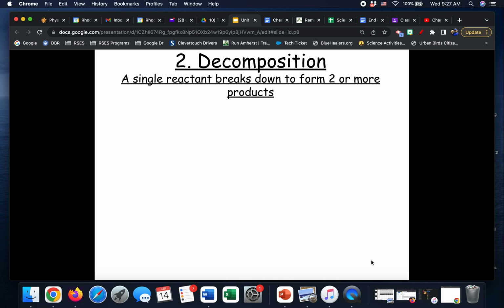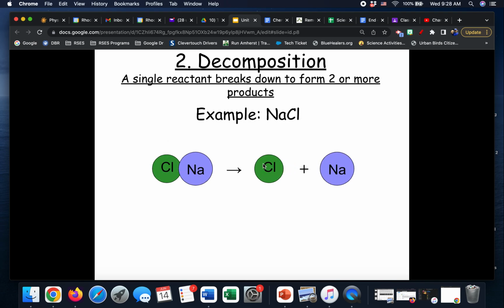Second kind of reaction is decomposition. Decomposition means to break something down, and that's what happens here. We start with 1 reactant, and we break it down into 2 or more products. So we start with NaCl, which is salt. That's 1 reactant. We break it apart into 2 different products, chlorine and sodium, and that makes it decomposition.